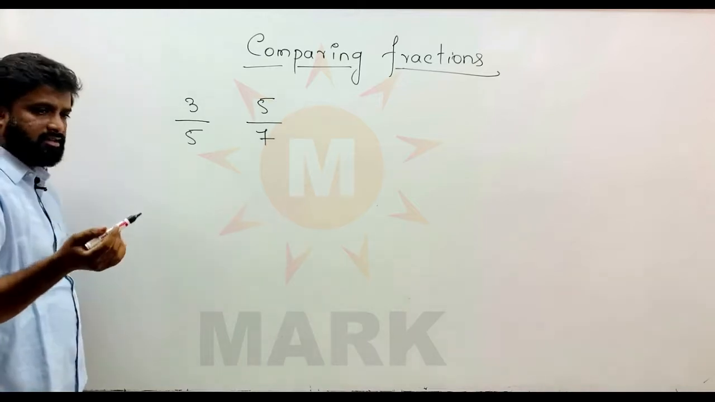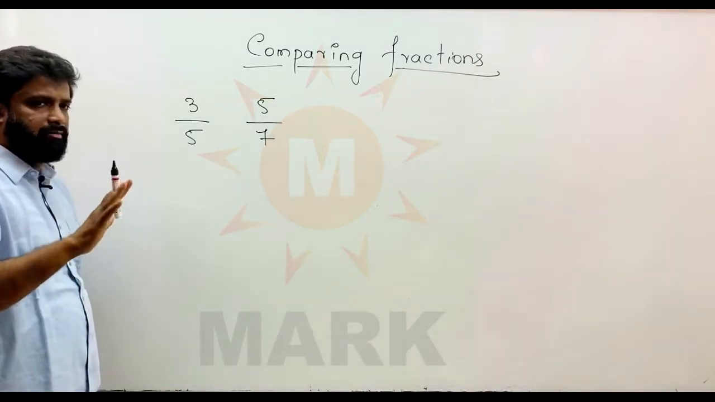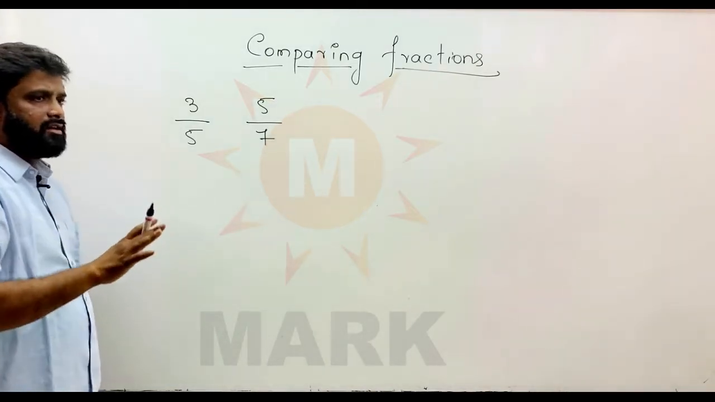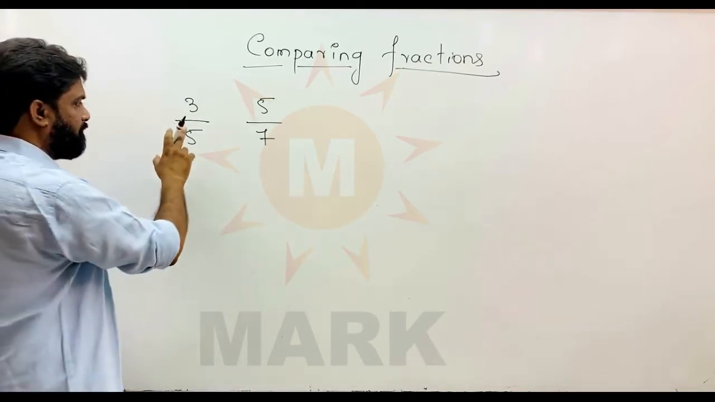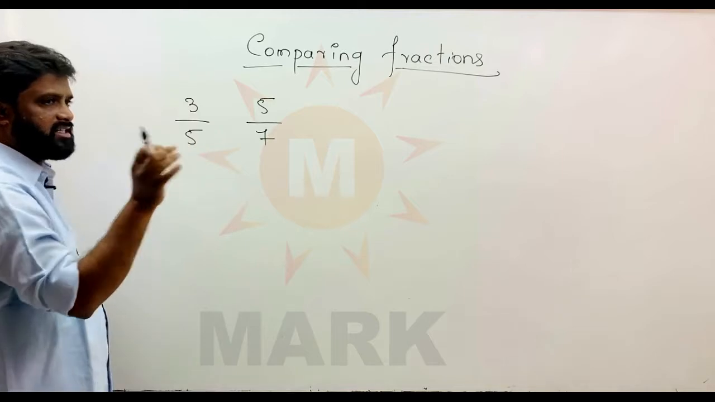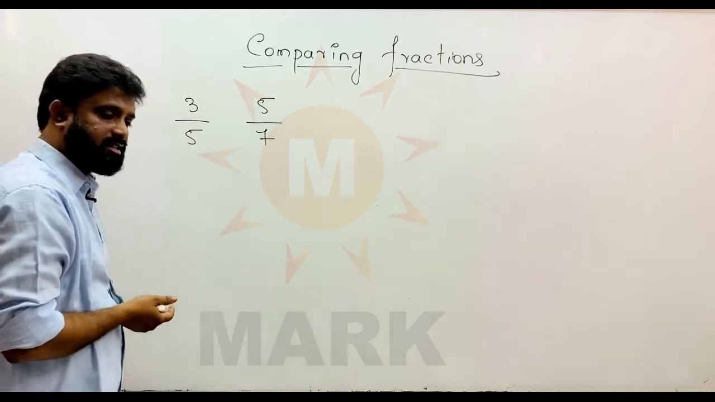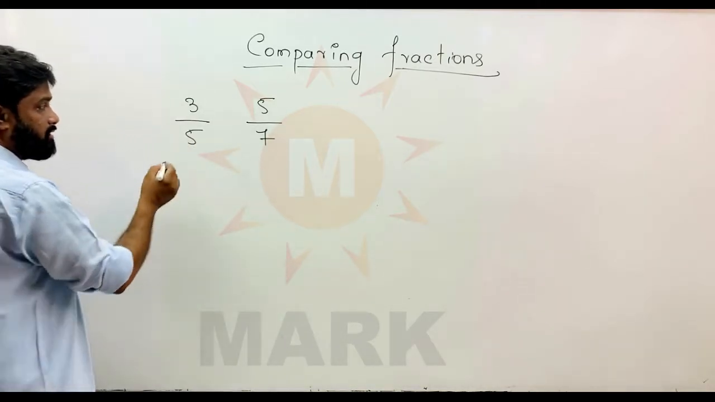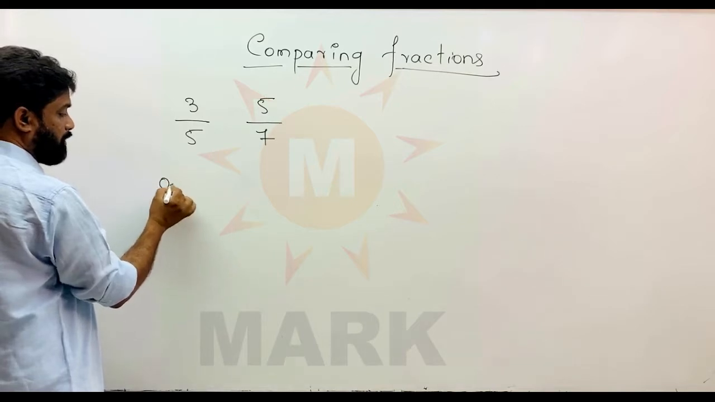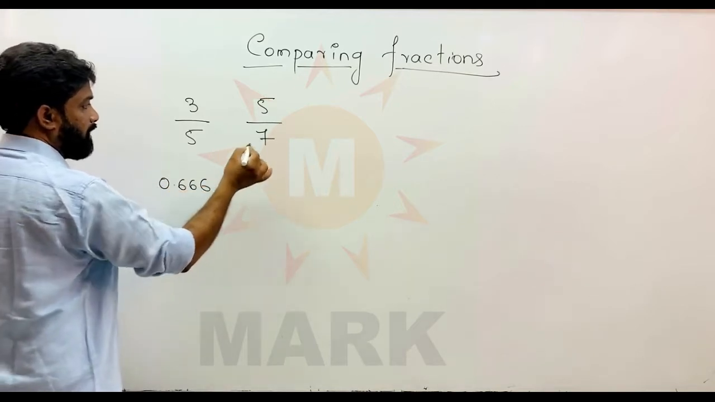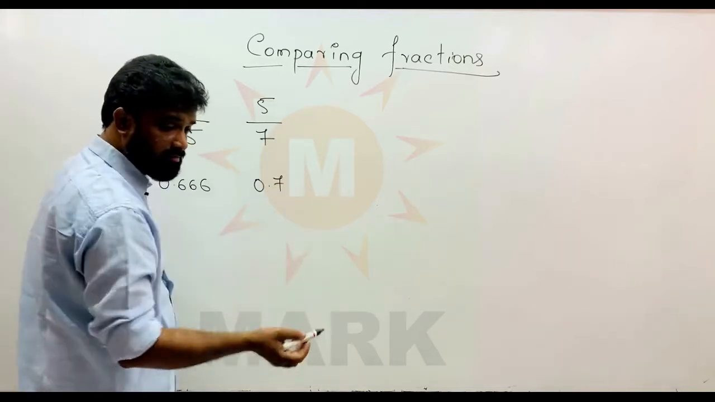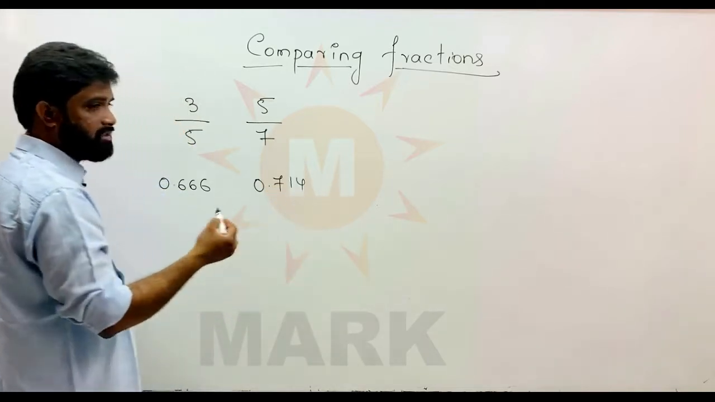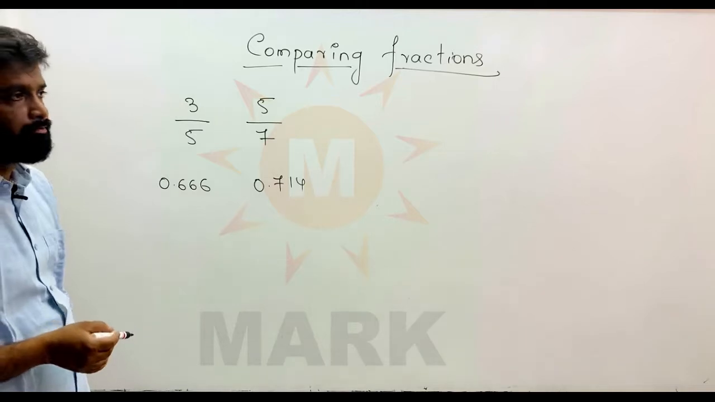Suppose these are the 2 fractions, imagine, this is an easy one. Imagine you are writing an exam and you don't have a calculator, and you know definitely if you solve this you will get decimals. Some of our friends have calculated the values in decimals. For this one they got 0.666 something, and for this one they got 0.71 or something. Am I right? Yes, 0.714. This is the value we got in the calculator.